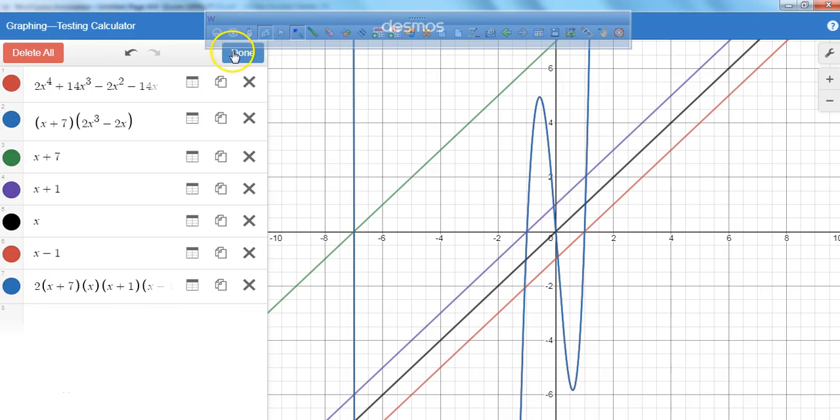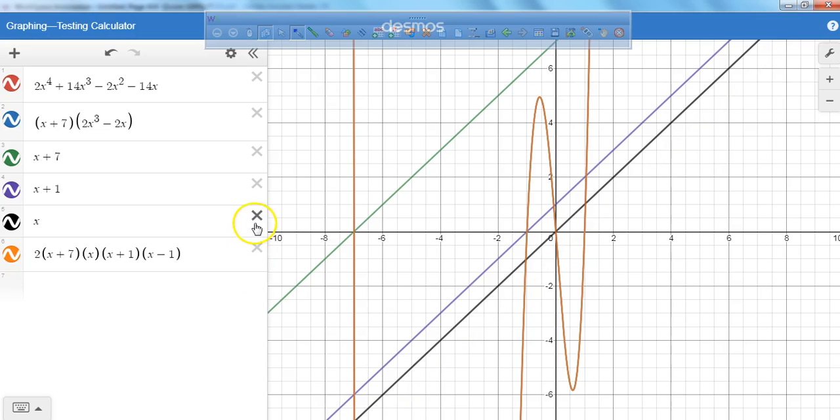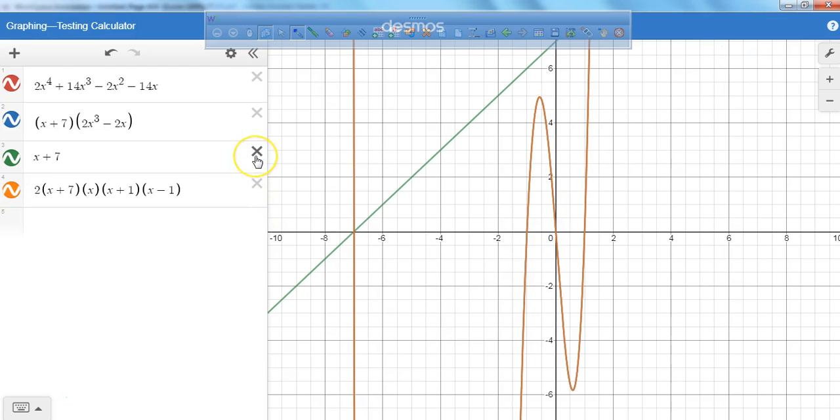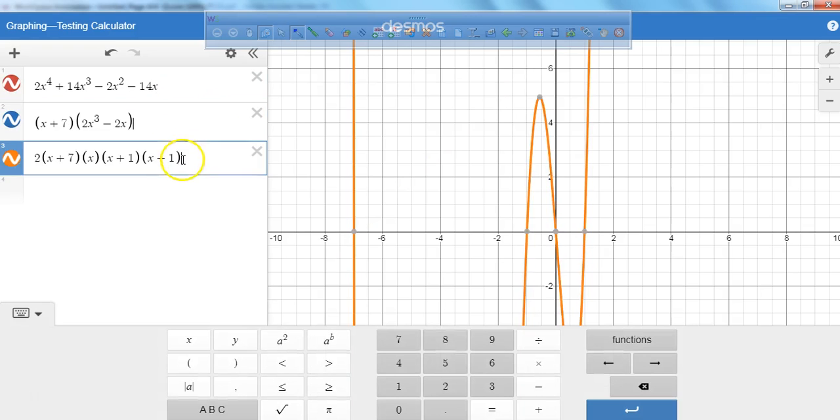Sweet. And let's change colors to orange. Yes, change it to orange. Okay, now check this out. Hit done. Whew. Okay, I know there's a whole bunch of stuff going up on the screen. So we found one of the linear factors to be x minus 1. Take it away. We found one of them to be x. Take it away. Found one of them to be x plus 1. Take it away. And our original factor that we found was x plus 7. Take it away. I want you to understand these are all the same polynomial.